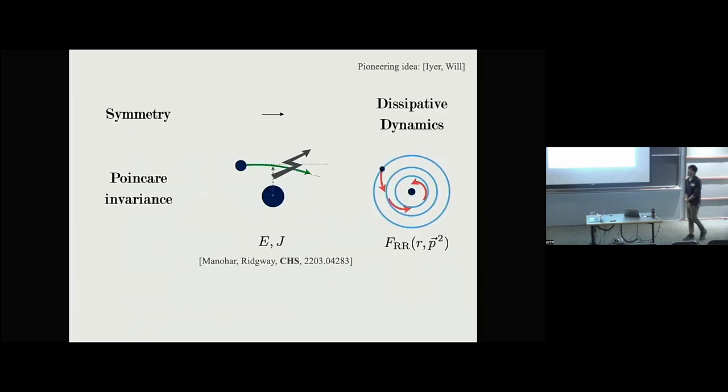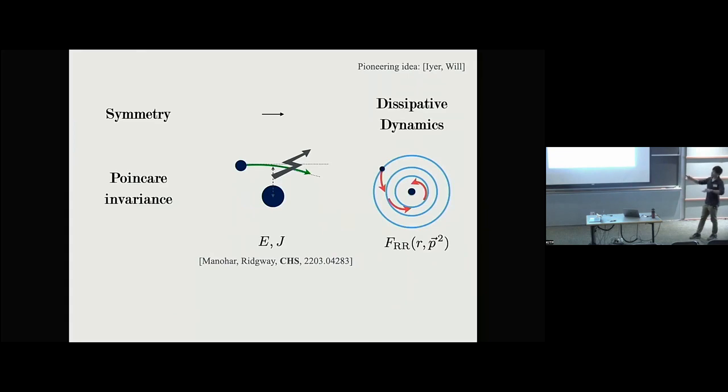In this talk, I will argue that for the dissipative dynamics, you simply have to lift the Lorentz invariance into Poincare invariance. Poincare invariance means that we have the conserved charges from translation and rotation, which are the linear and angular momentum. As the gravitational radiation carries away these conserved charges, this backreacts on the binary system. And because of effective field theory, we know it's governed by the very same radiation reaction force.